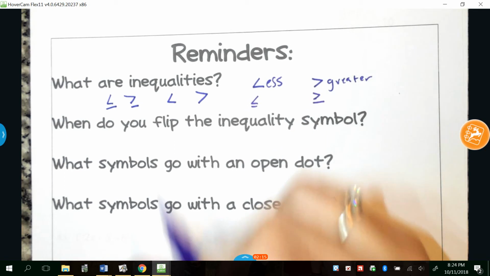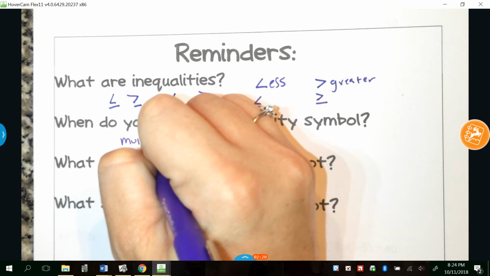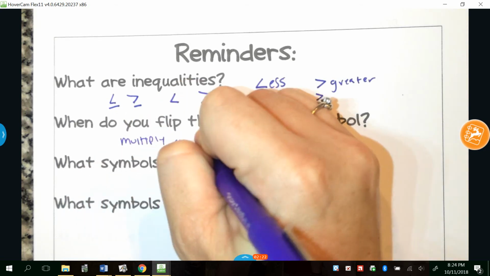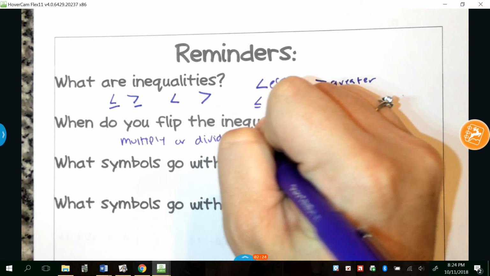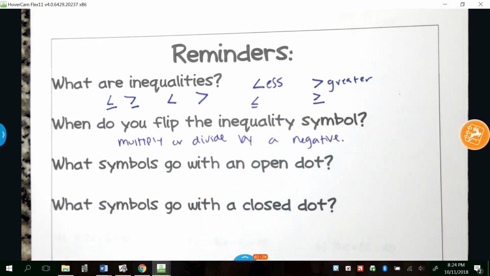When do you flip the inequality symbol? Remember, when you multiply or divide by a negative. If you need to write any of this down, you can write it on the front of your packet. So when do you flip the inequality symbol? When you multiply or divide by a negative. If you subtract, you do not have to flip your symbol.